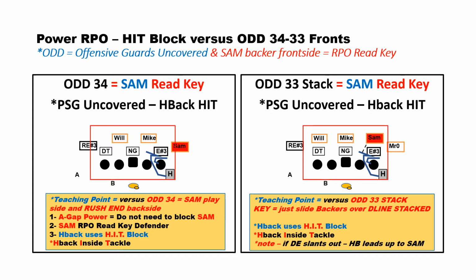Hit stands for H goes inside the tackle. So he's just going to take a slide step inside and look to double team with the play side tackle here on the right. If that defensive end slants outside so that the tackle has him solo, then the H can continue to climb up to that Sam backer there. Great against the stack front.